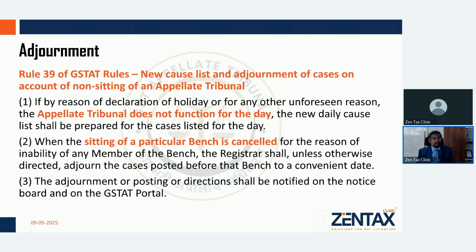Say, for example, the Appellate Tribunal functioned, but a particular bench, say a single member bench, was sitting, but the divisional bench was not sitting. A particular bench is cancelled for any reason, like inability of any member of the bench. Then as well, the registrar shall adjourn the cases posted for the bench to a convenient date. If the single member bench is not possible, then it would be adjourned. If the division bench did not sit, or a larger bench, whatever it is, it would be adjourned to that convenient date of the bench.